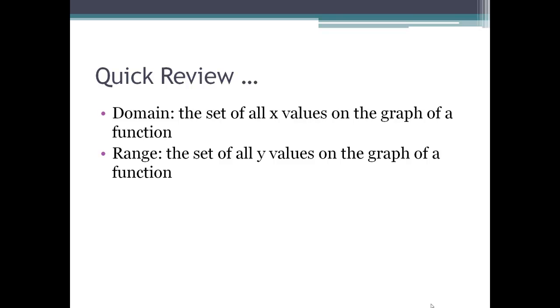Remember, domain is the set of all x values that's on the graph of a function. So when we're looking for the domain, we're going to be looking across the graph from left to right. The range is the set of all y values on the graph of a function. So when we look at the range, we're going to be looking at the graph from the bottom to the top.